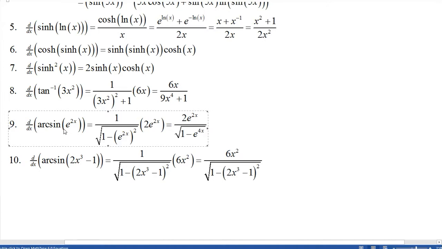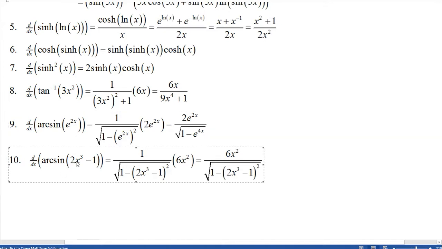The derivative of arc sine of e to the 2x. You let u be e to the 2x, and you have the derivative of arc sine of u, which is 1 over the square root of 1 minus u squared, where u is e to the 2x. Then you take the derivative of u. The derivative of e to the w is e to the w times the derivative of w, and the derivative of w is 2. I can put the 2e to the 2x in the numerator, and e to the 2x squared, we multiply the powers and get 1 minus e to the 4x right there for the final answer.